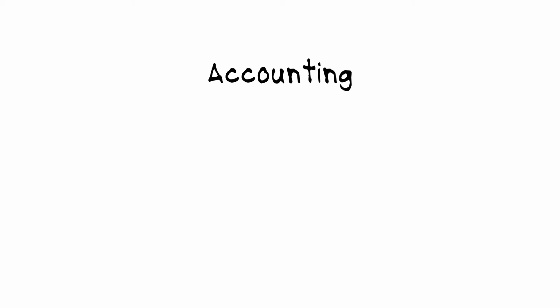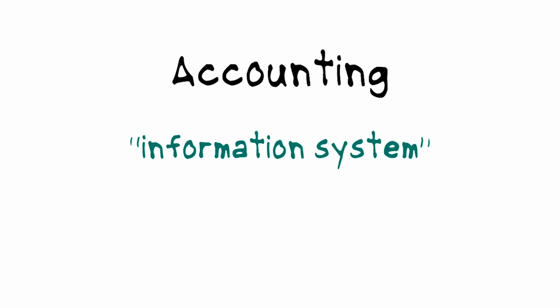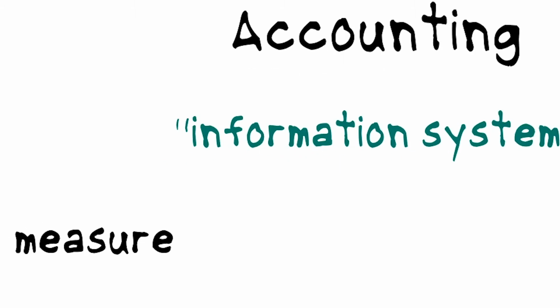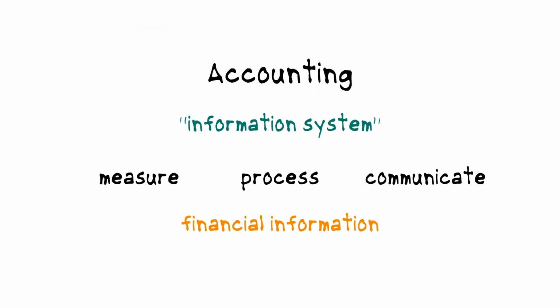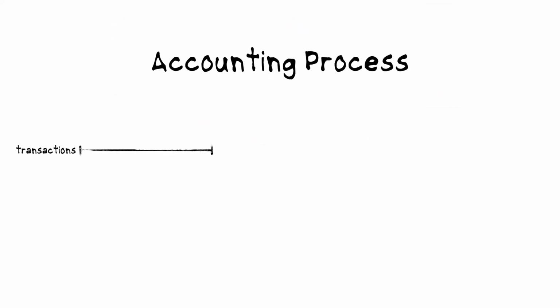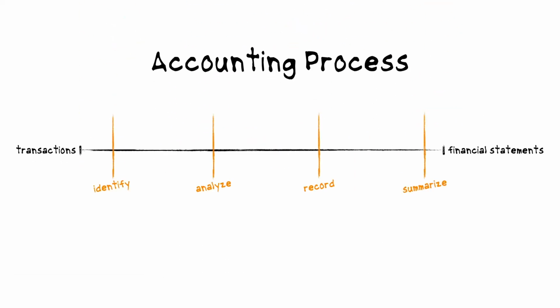We always hear that accounting is an information system that measures, processes, and communicates financial information about a business. But without knowing how they are actually measured, processed, and communicated, we will not understand it enough. So let's visualize the accounting process. Transactions will undergo four phases to reach the financial statements.